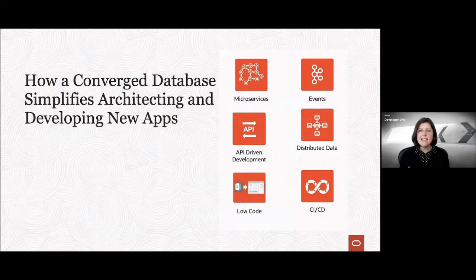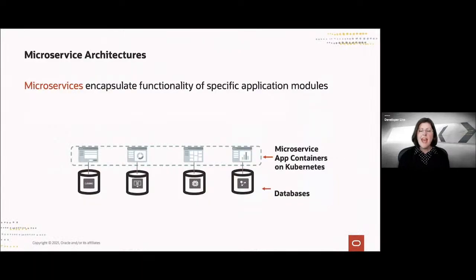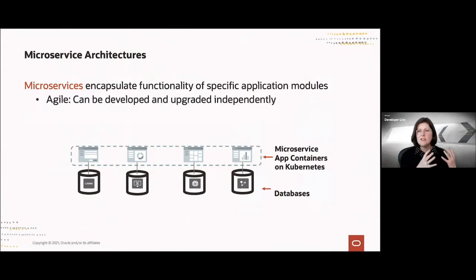And I want to start by taking a look at probably the most popular new development paradigm for these apps, which is microservices. With microservices, what we're doing is encapsulating the functionality of a specific application module into its own service, separate from all the other modules in that application. And by doing that, it allows us greater agility because we can both develop and upgrade that particular service independent of the rest of the application.